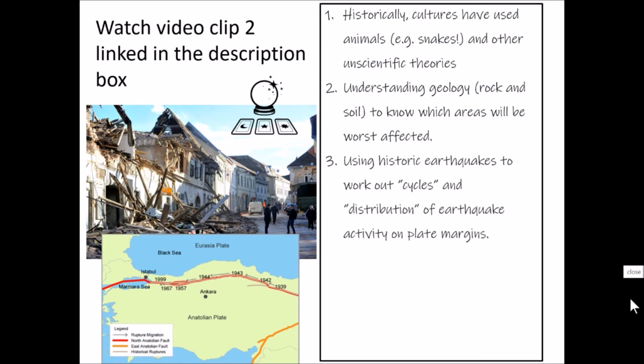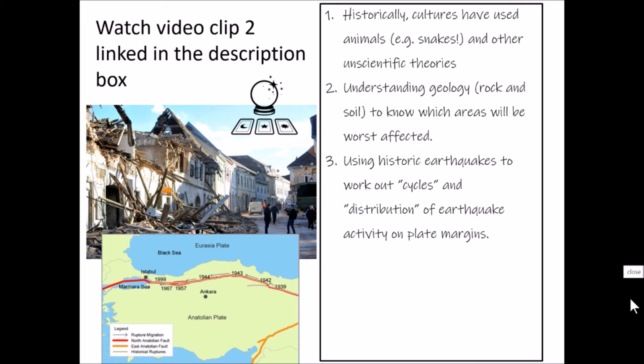Another thing that we're recently starting to understand, and I say recently in terms of the last few decades, is that earthquakes tend to happen on a bit of a cycle. So if you haven't had an earthquake for a particular set of years or decades, then it could be that soon enough you are going to get one, because these earthquakes do seem to be following that cycle.